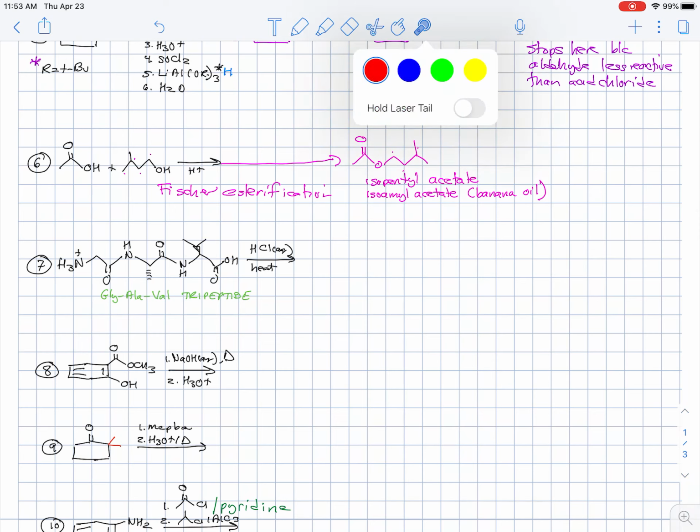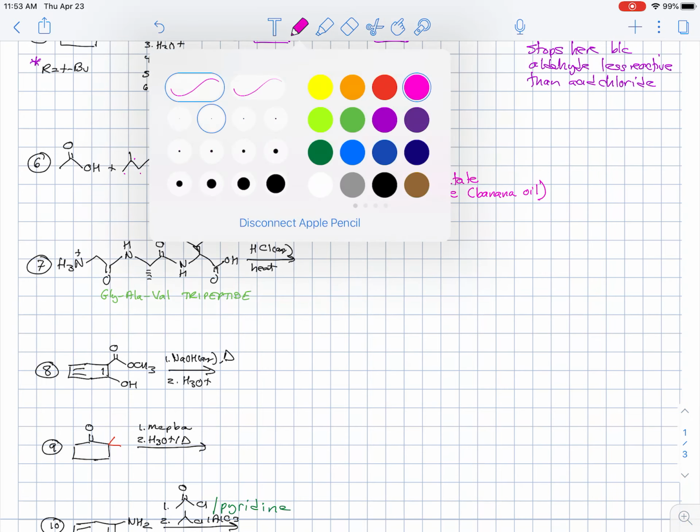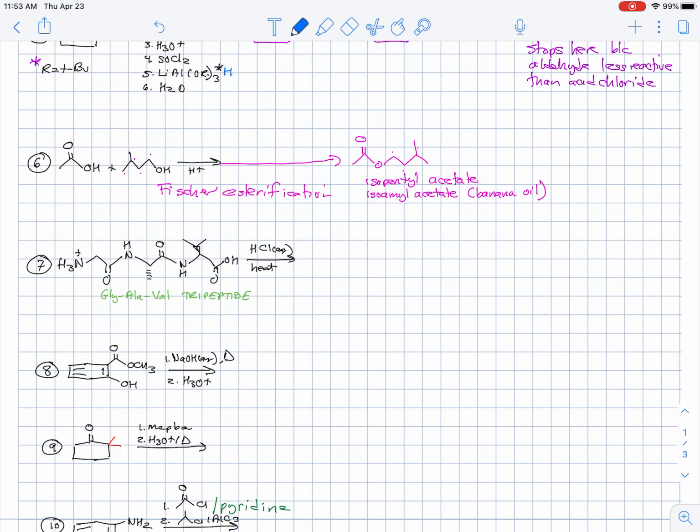So number 7 is a tripeptide. I'm tired of red. Is a tripeptide. And so when you have peptides, they're linked together via these amide bonds. So you look for the bond after the carbonyl. So we have an amide bond here and an amide bond there, and those are what's going to hydrolyze under these reasonably extreme conditions of strong acid and heat.